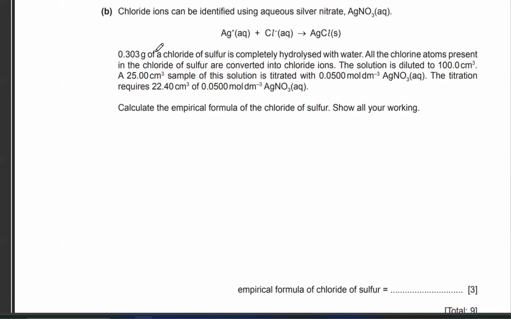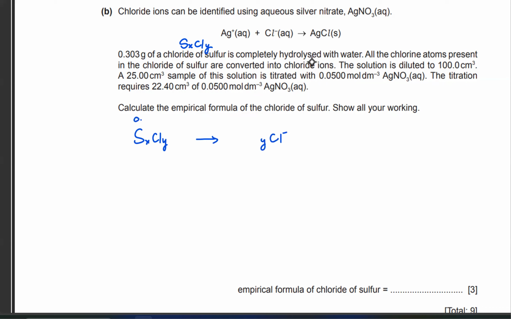He says 0.303 grams of a chloride of sulfur. So we don't know what that chloride is. So S X and Cl Y. I don't know what X and Y are. He says it gets completely hydrolyzed in water, which means the chlorine atoms present in the chloride of sulfur are converted into chloride ions. So it dissolves in water and forms Cl ions. So it's going to form Y Cl ions.